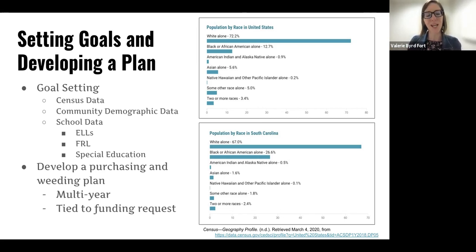Weeding is always important. I would say to do that first, right? Because you don't want to necessarily do a content analysis on books that you plan to remove from your collection, but weed and then figure out what to do next. So develop your plan. How long is it going to take you to get books to fill some of the gaps that you have? And then two, it can be tied to a funding request.